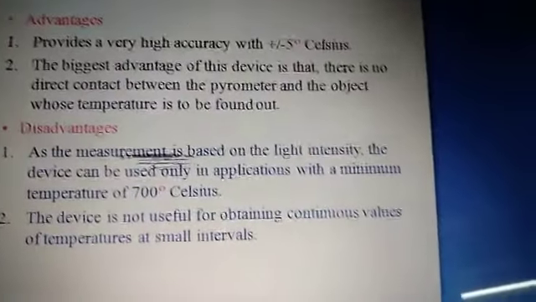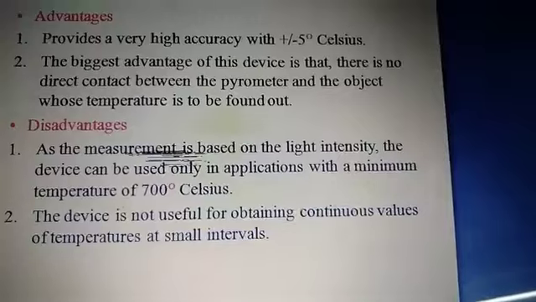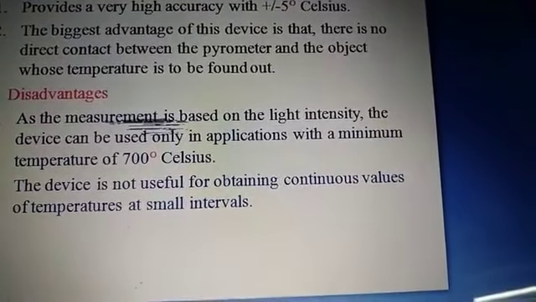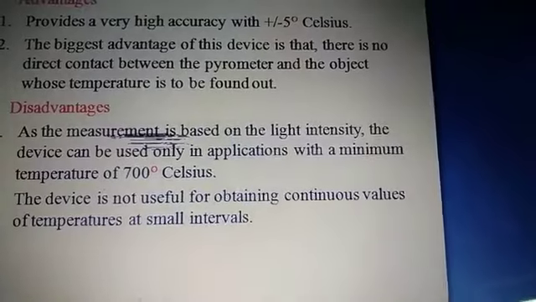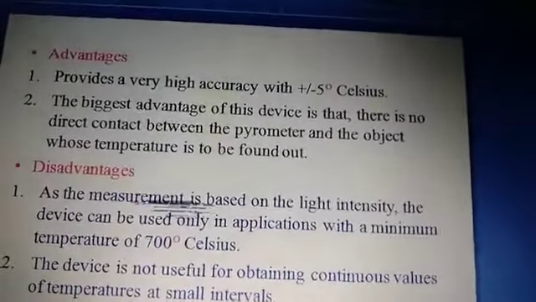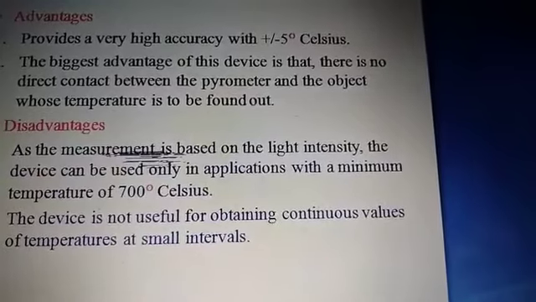That is the reason the other name of the optical pyrometer is the contactless pyrometer. Now the disadvantages, the limitations: the device is not useful for obtaining continuous values of temperature at smaller intervals. Because of that, to measure continuous values an observer is required, so you operate manually. Automatic arrangement is not at all possible.